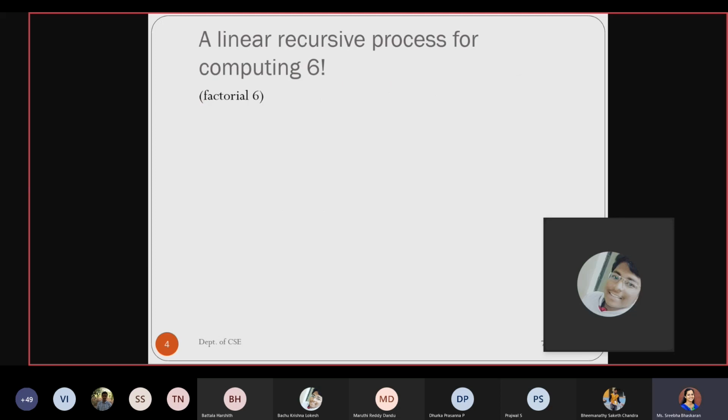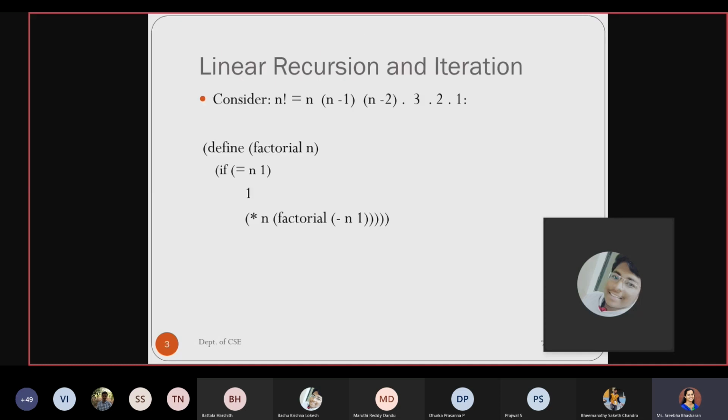Keeping that in mind, if you are taking up this factorial example, how can we do it? Factorial is nothing but, when your n reaches 0 or n reaches 1, we can stop it. So if your n is equal to 1, then you just return the value 1. Otherwise, you apply the multiplication operation onto the n value. Next will be your next procedure call, factorial of n minus 1. It keeps doing that till your n reaches 1.